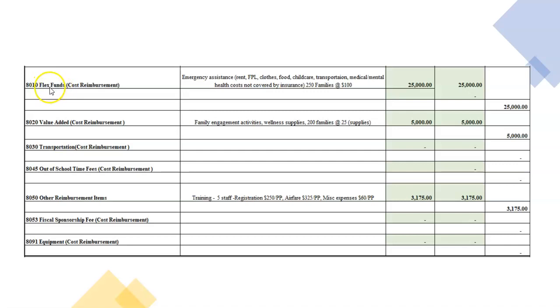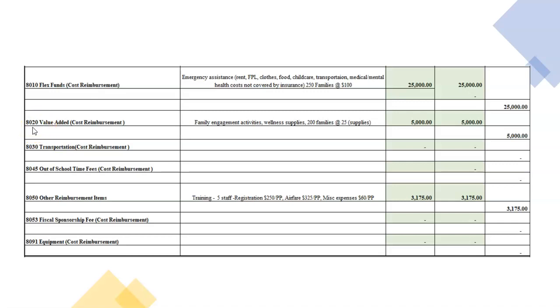Expense line 8010 is for flex funds. This may be used to meet individual client needs that present barriers to program participation and success. This emergency financial assistance allows providers to address the threat of foreclosure, eviction, or termination of utility services, temporary childcare expenses, home repairs, food, clothing, back-to-school supplies, bus passes, or gas cards, or other services or commodities. These funds are cost reimbursement funds. Expense line 8020 is for value added.